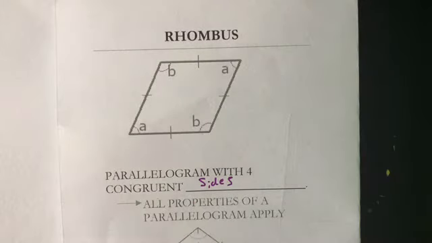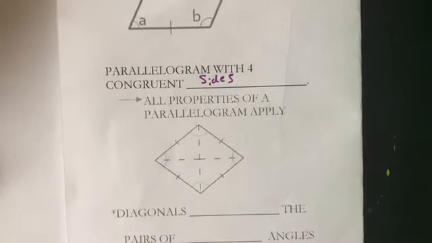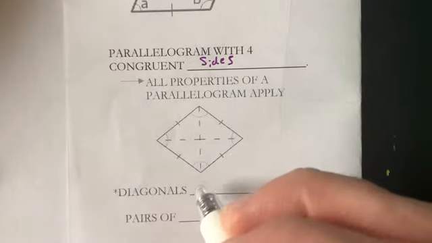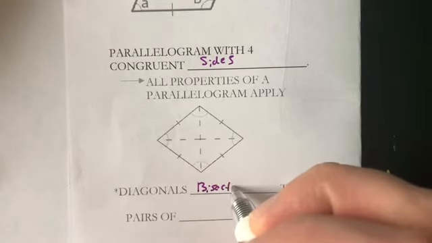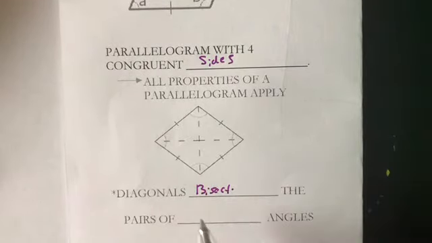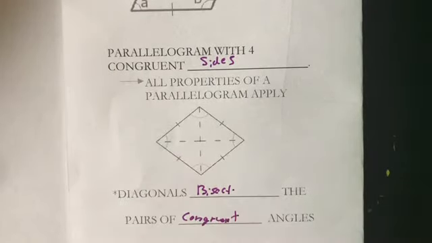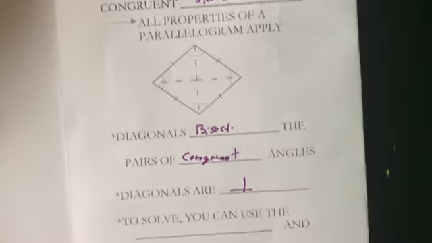All right, class, we're on to the foldable. First, we're talking about rhombus here, a parallelogram with 4 congruent sides. All properties of the parallelogram apply to the rhombus, as well as the diagonals bisect the pairs of congruent angles. The diagonals are perpendicular, as I have right there.